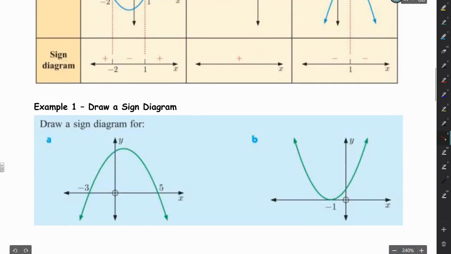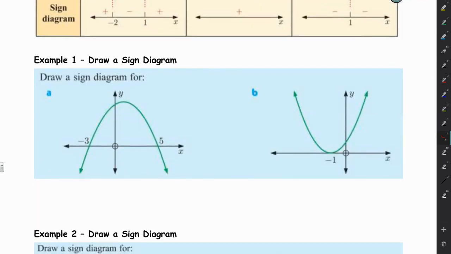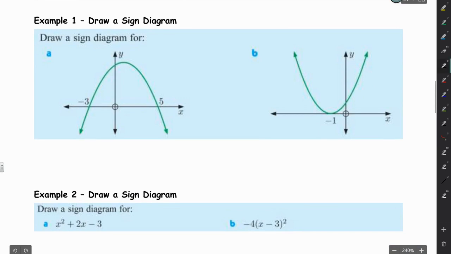Right? So first we're going to practice drawing a sign diagram given a graph. So what do we want to do here? We want to set up our line. We're going to put the values where we cross the x-axis. In this case, we're crossing at -3 and 5. And then we're going to use positive and negative signs to indicate below or above the x-axis. So we are below here and here. So we're going to do negative, negative. And we're above between -3 and 5, so that's positive.